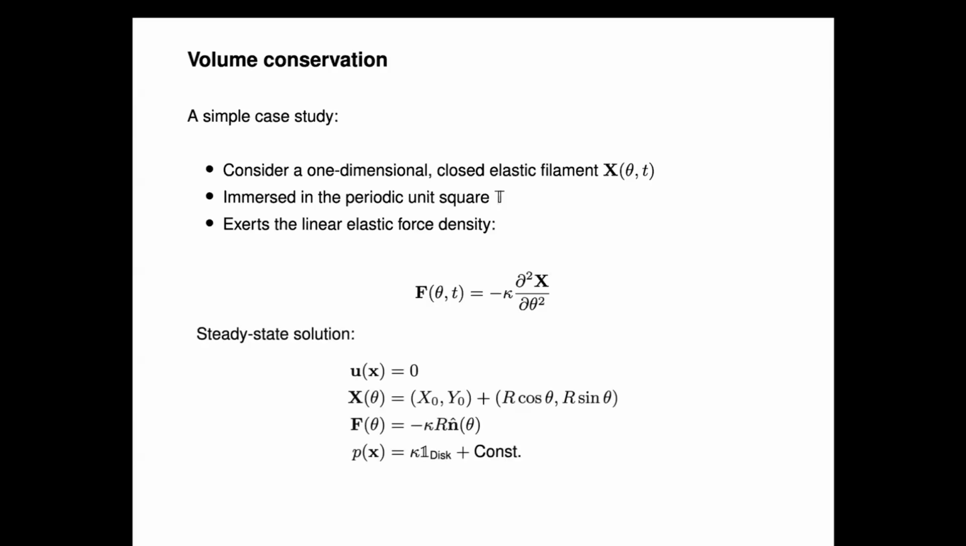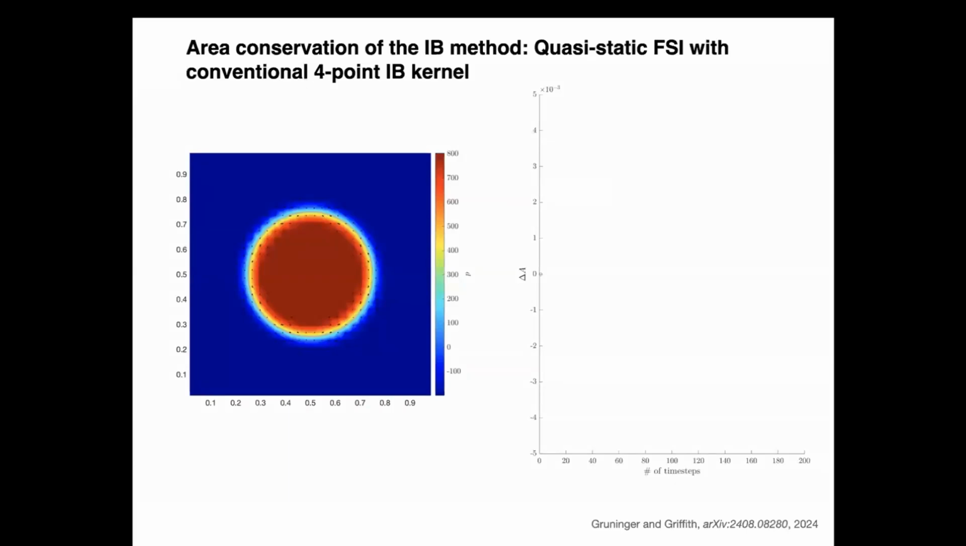So what should happen? Like nothing should happen. This is already in equilibrium. The velocity should be 0. If you start out with a circle, you should stay a circle. Forces should be oriented in the normal direction. The pressure should be piecewise constant with a discontinuity at the interface that's proportional to the stiffness of the boundary. And so then this is just a visualization.